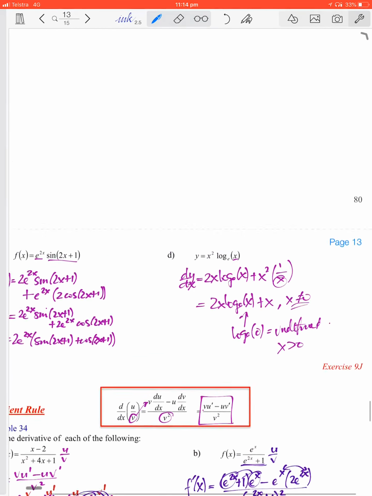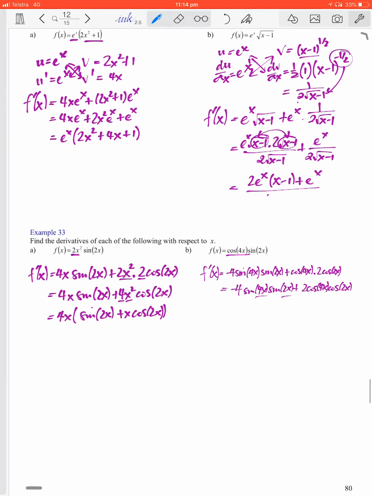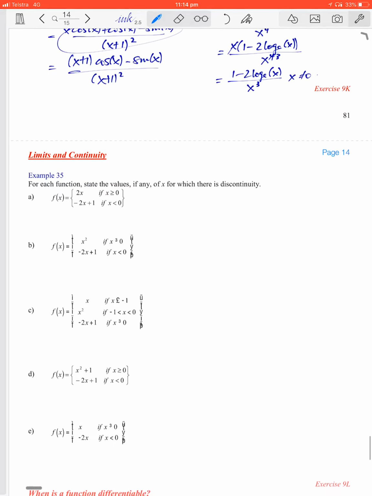So that's the product rule and some quotient rule, which we had already done. So sorry about the double handling.